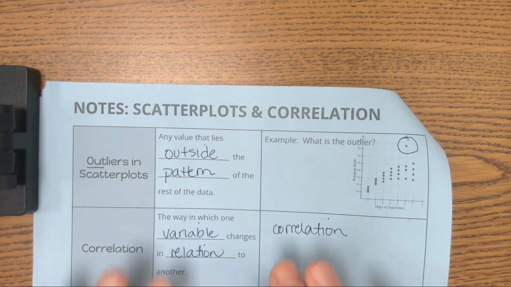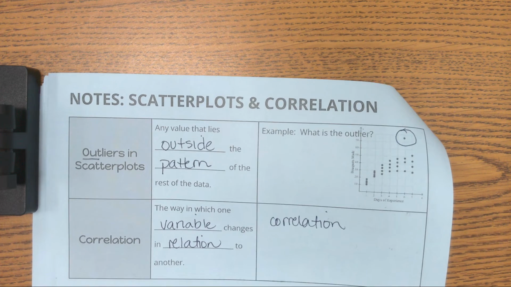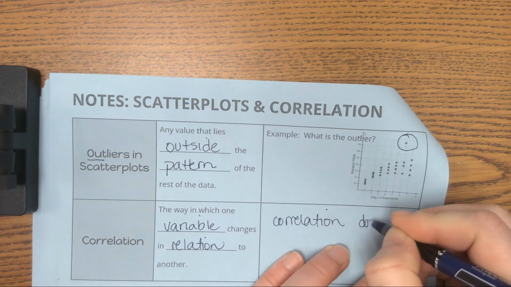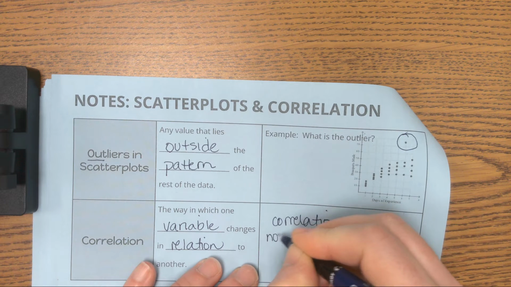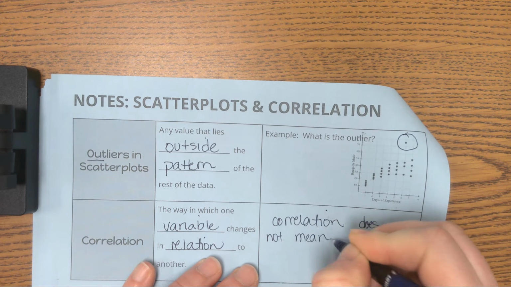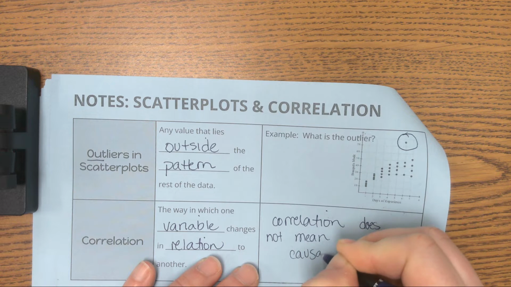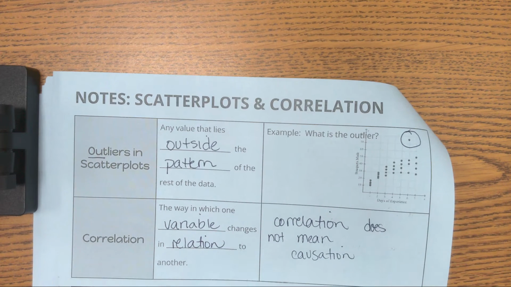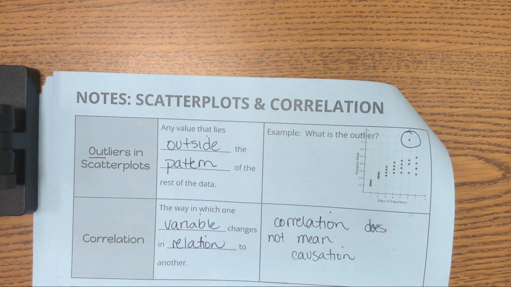What I want you to write down about correlation is that correlation does not mean causation. So just because things have a pattern, it doesn't mean one thing causes the other. Okay, let me give you an example.